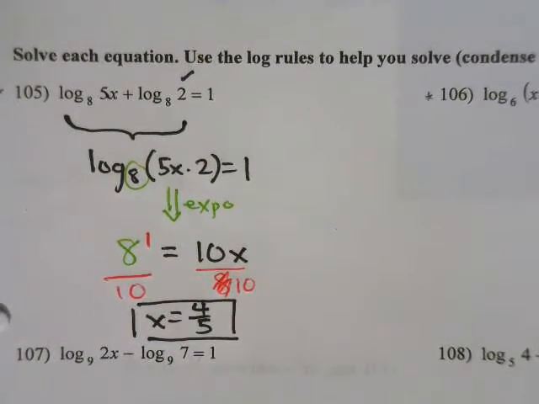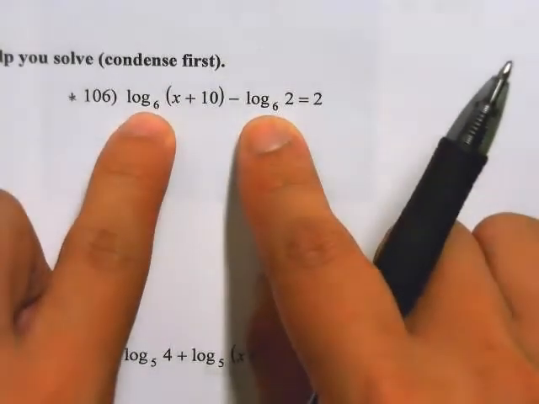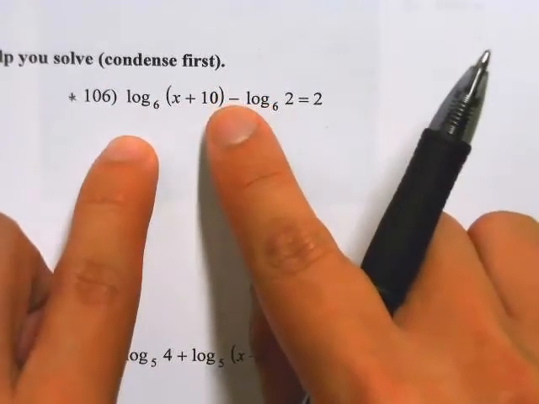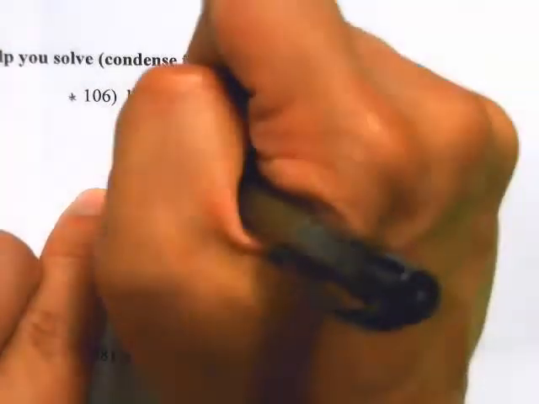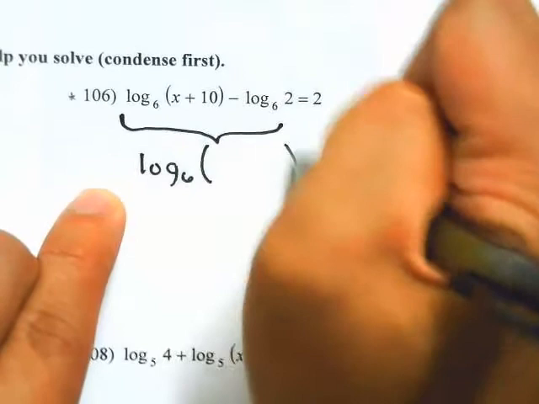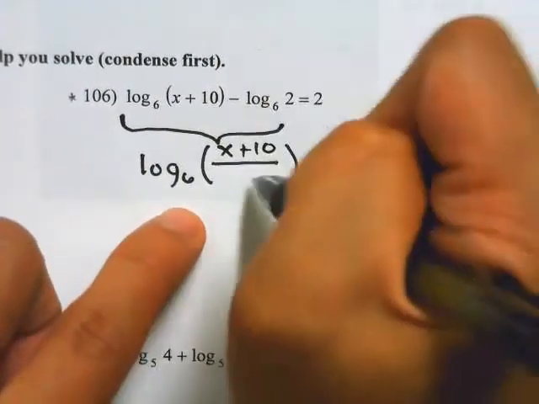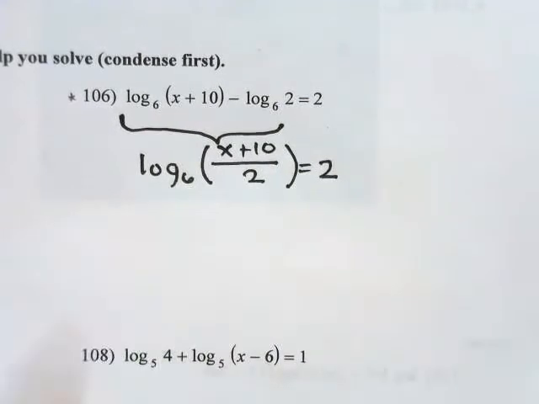Let's do 106. Okay, good. They already have the same base. Arguments are different, but we just have a negative. This time around, we're going to condense these, but we're probably going to use division. X plus 10 is going to be on top, and then the 2 is going to be on the bottom. Okay.